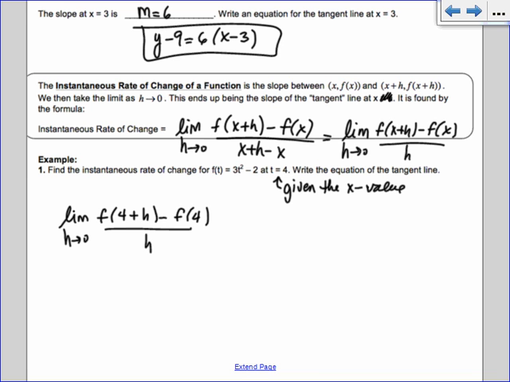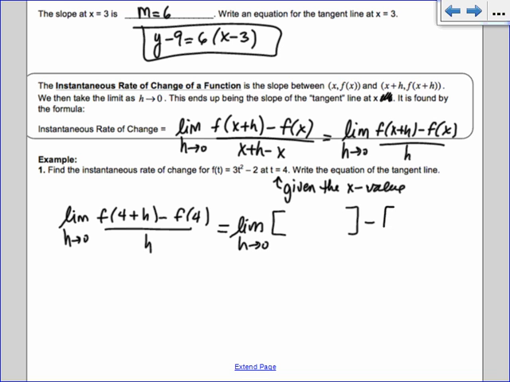So our function is 3t squared minus 2. If I asked what is f of 7, every single person in this room would know how to find f of 7. You just plug in 7 into the function, right? You replace all of your t's with 7. So if I say f of 4 plus h, what you're doing is replacing all of your t's with 4 plus h.